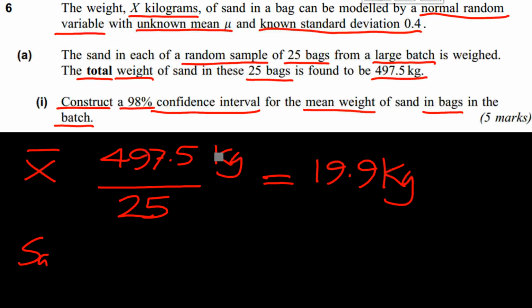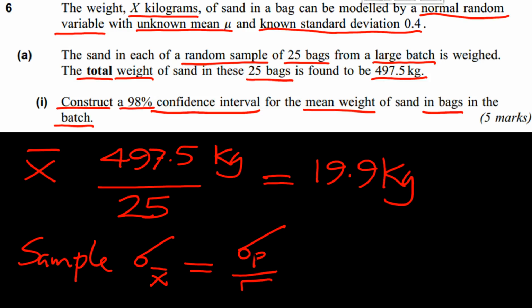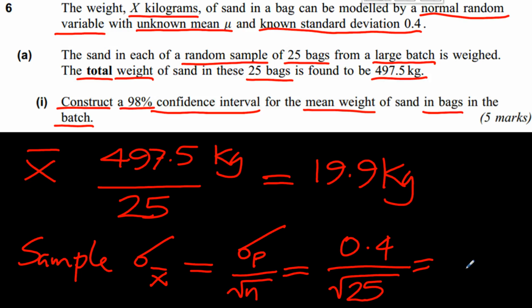Okay, next part we need to work on is what's the standard deviation? Well, we've got a sample here, and what we're interested in is the standard deviation of the sample mean. And from the formula book, we know that that's the population standard deviation divided by the square root of n, where n is the number of items in the sample. So here we were told that the standard deviation of the population was 0.4, and we've got a square root of 25, so that's 0.4 over 5, which is the same as 0.8 over 10, which is 0.08 kilograms.